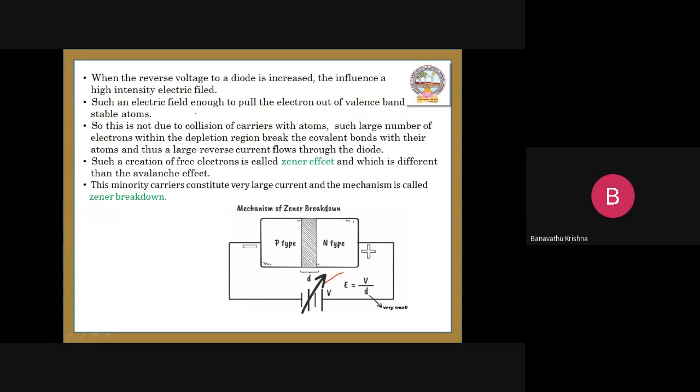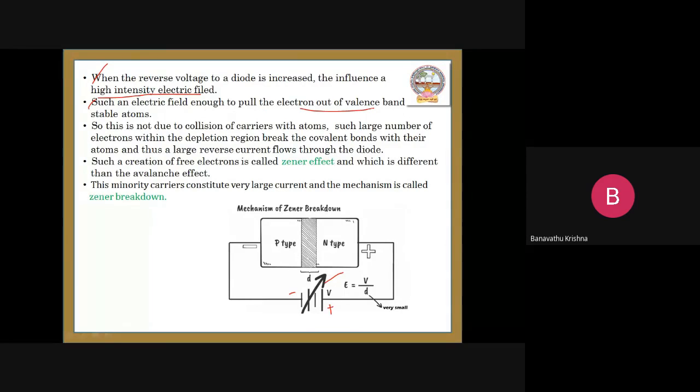Okay, so see here, second point: when the reverse bias voltage to a diode is increasing, this is the reverse bias voltage, this is the negative terminal and this is the positive terminal. Here on the P type we are applying negative, and on the N type we are applying positive. It is the reverse bias condition. When the reverse bias voltage is increasing, a high intensity electric field is influenced, such an electric field is enough to pull the electron out from the valence band.